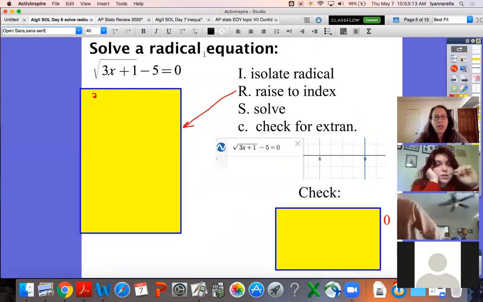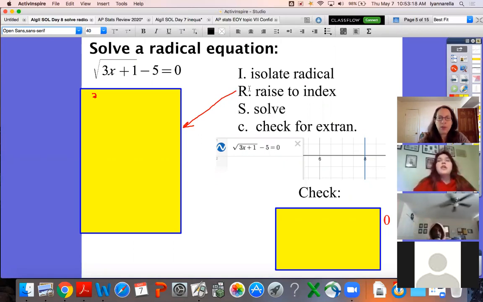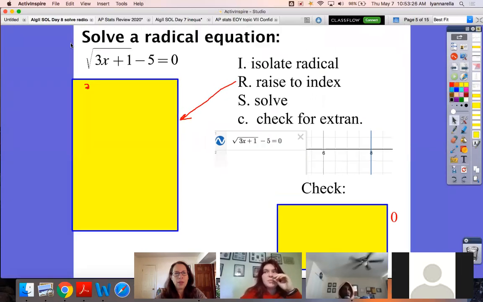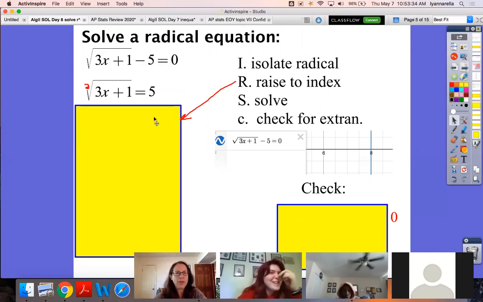Today we're going to solve a radical equation using the IRS: isolate, raise to the index, solve, and then check it. So remember what isolate means. Isolate means you're going to take the radical portion and keep it alone on the left side and move everything that's outside of the radical to the right side. So this -5 has to come over here. So we added 5 to both sides.